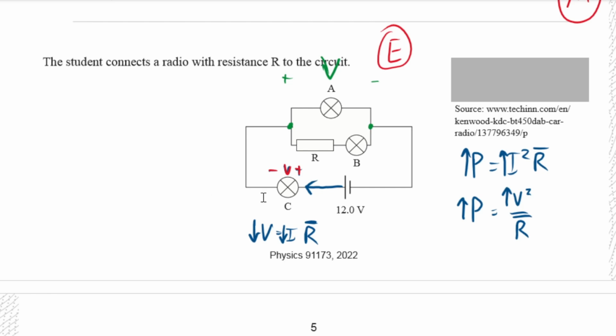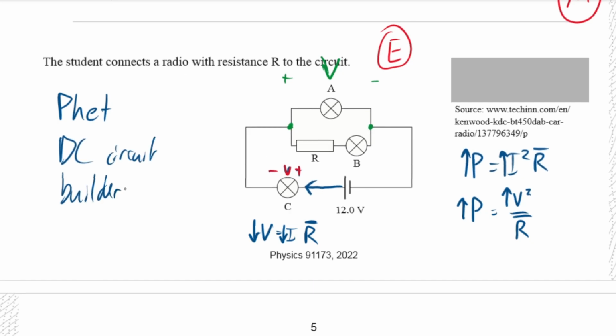I strongly recommend you build this circuit in PhET. So if you haven't used PhET before, it's an educational website where you can do some simulations. Do the DC circuit builder. Build this circuit and adjust this resistance, like from 0 to infinity, and see what happens in terms of the brightness.